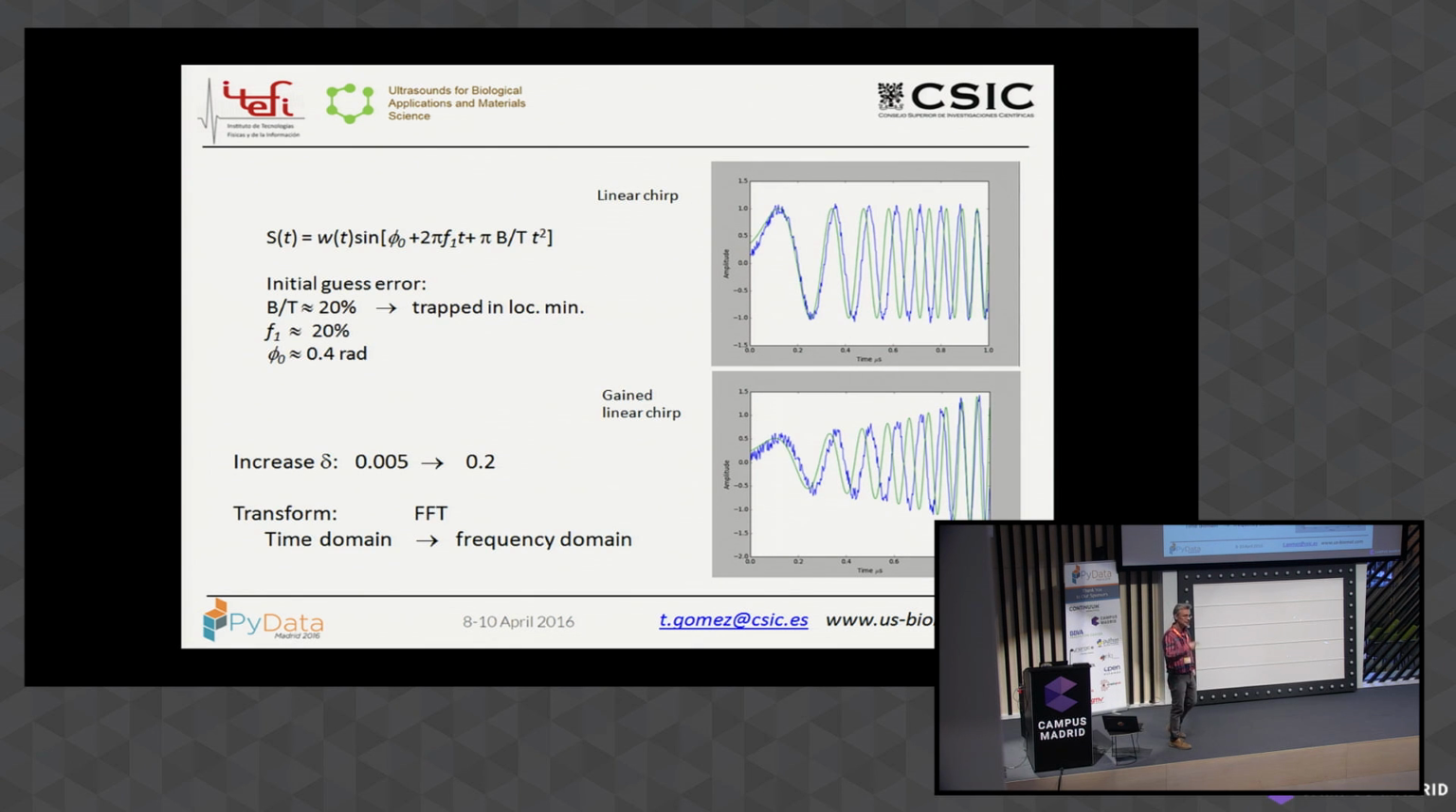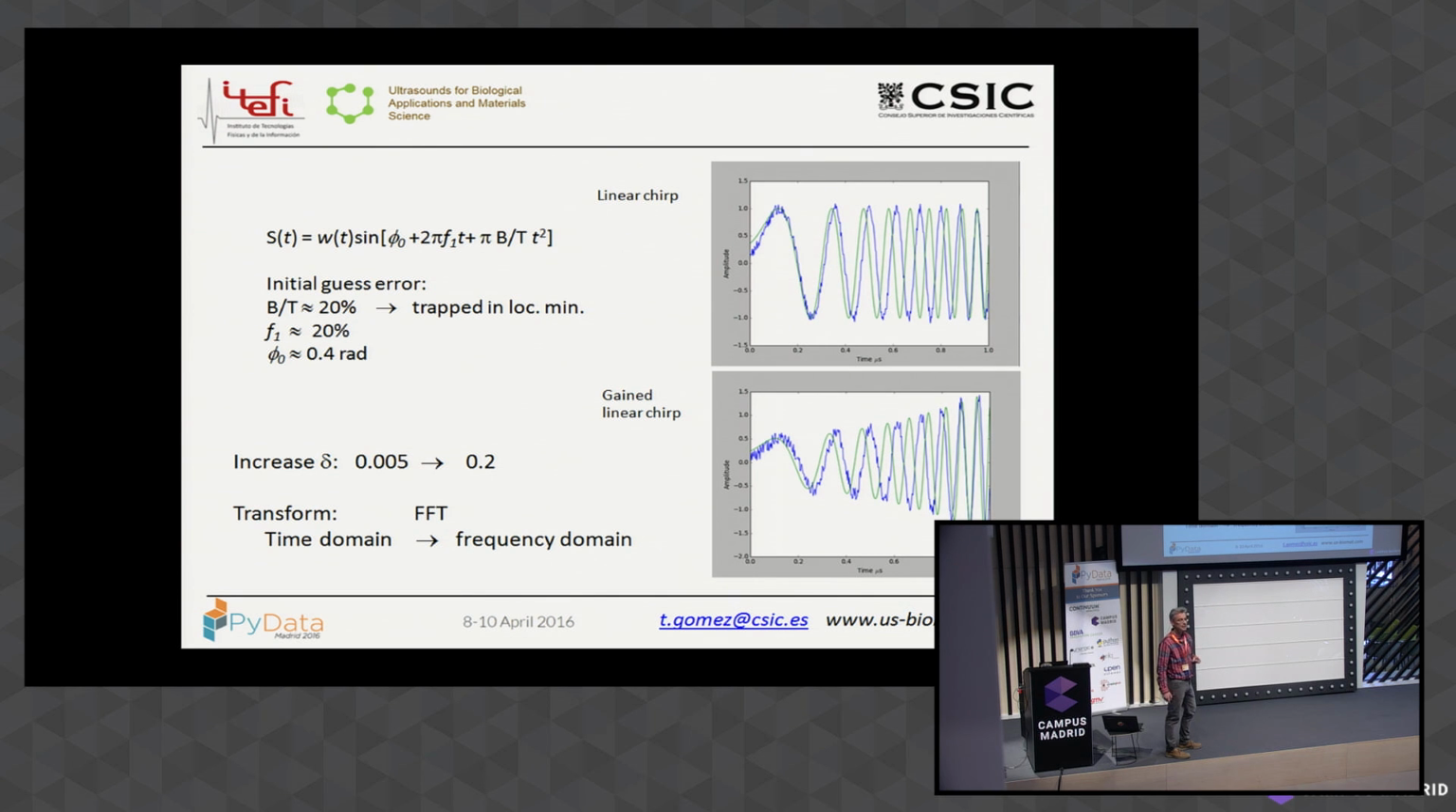Another problem with signals in the time domain that change this way is that the initial guess must be very close to the final solution. If not, you can be trapped in a local minimum. You have a very good fitting at the beginning, a very good fitting at the end, but not in the middle. And because of that, this is a minimum, and you are not able to get rid of that. So you are trapped there. You can increase the step size, and you can solve the first problem, but not the second.